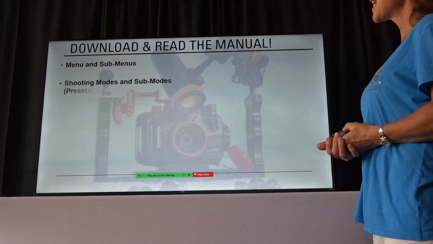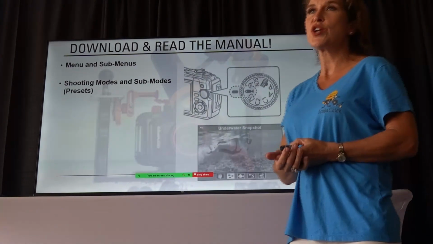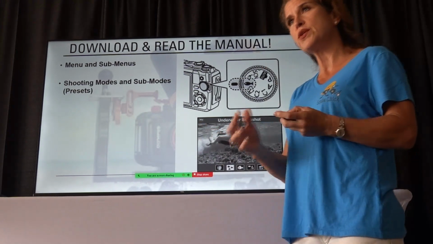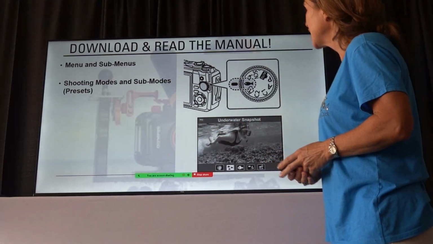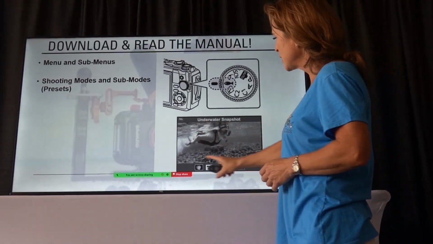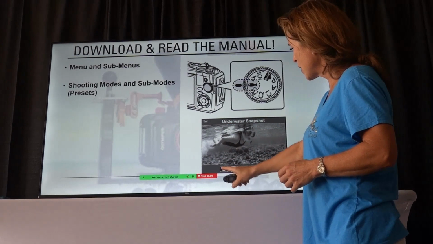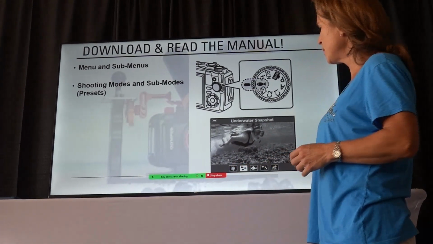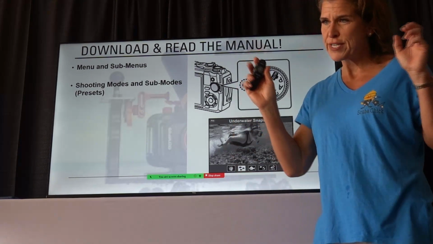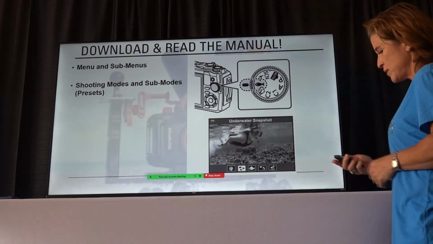The shooting modes and sub-modes. That's where you get into your underwater presets and how it's going to try to correct those blue tones that you get when you go underwater. This is going to be the screen that comes up when you're underwater to allow you the 5 different sub-menus to get into the different presets that tweak all of those settings for you.